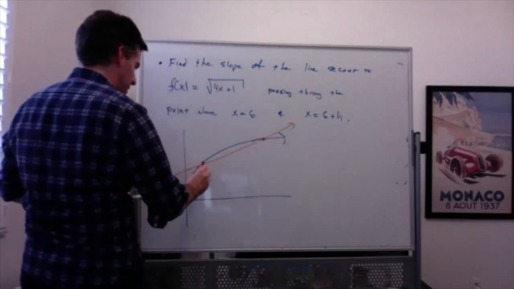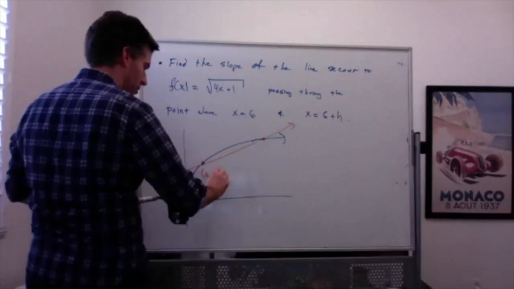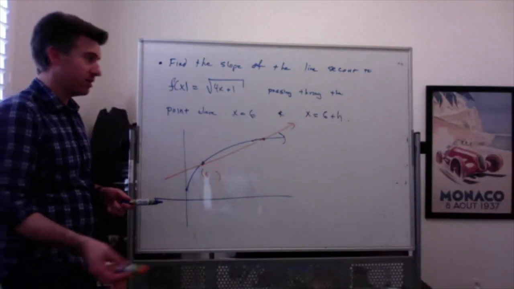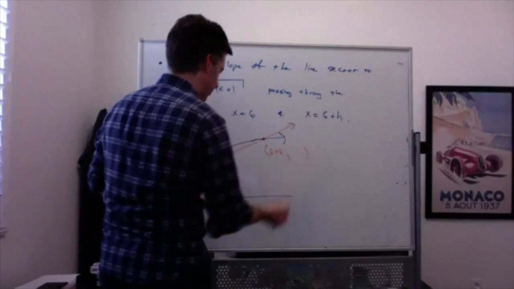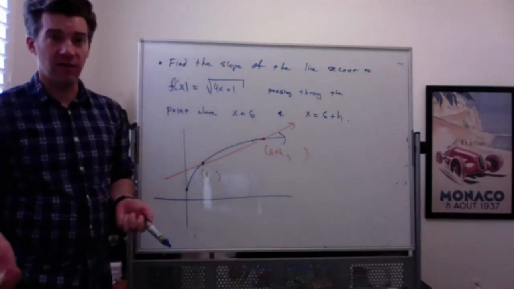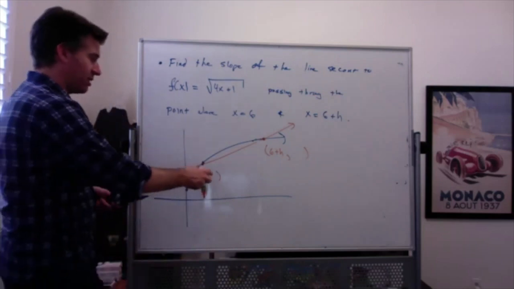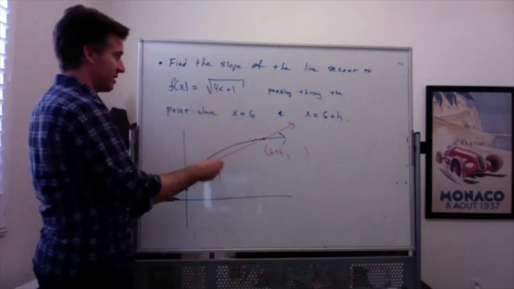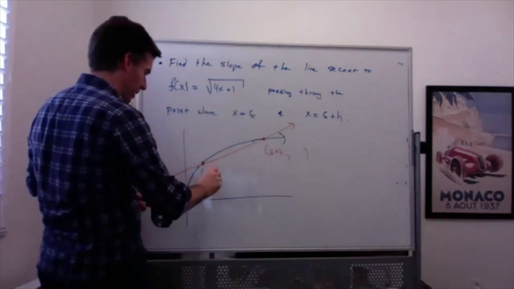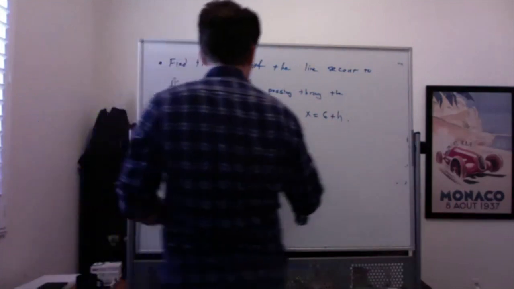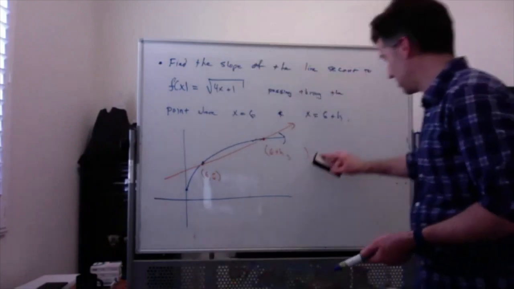So here is my point 6 comma, I'm not sure what that other y value is. And here is 6 plus h comma, whatever. I can find the y values by plugging into the function, right? By plugging in 6, f of 6 is going to be, let's see, 4 times 6 is 24 plus 1 is 25. Square root of 25 is 5. And here it's going to be a little bit less nice.